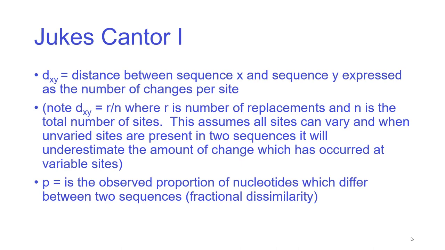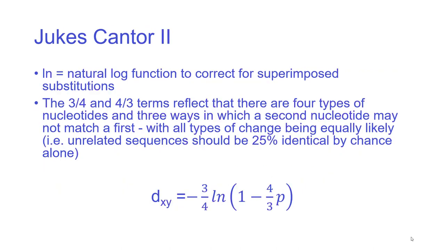P is the observed proportion of nucleotides that differ between the two sequences. It's also known as the fractional dissimilarity. Ln is the natural log function to correct for superimposed substitutions. There is a complete derivation of this if you want to go through it, and I can provide you with it, but the thing that matters at the end is the distance between the two sequences equals minus 3/4 natural log of 1 minus 4/3 p, where p is this ratio of differences.